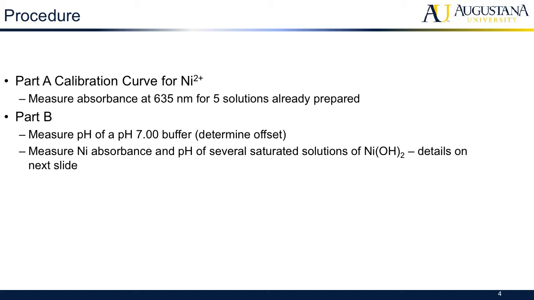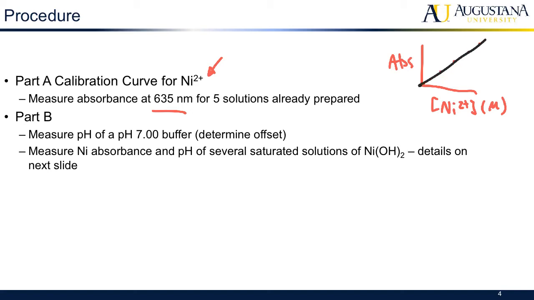The lab is broken into two parts. The first part is to construct a calibration curve for nickel 2 plus. Nickel 2 plus, as mentioned, is kind of a light green color, and so it will absorb 635 nanometer light. There are 5 solutions already prepared, and so you're going to create a calibration curve so you have known concentrations of nickel 2 plus, and you're going to measure the absorption of those. And so you're going to have 5 different solutions.